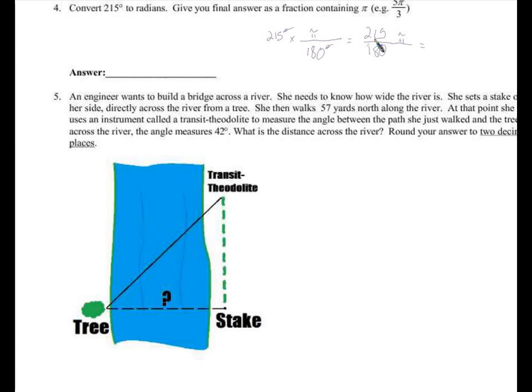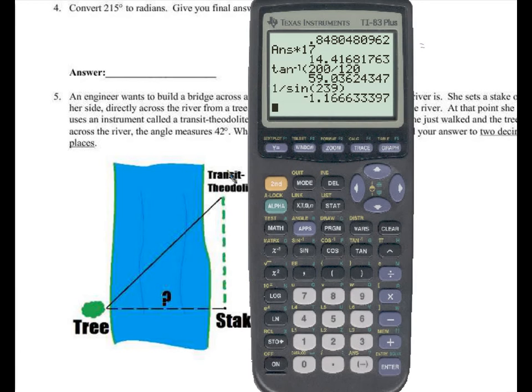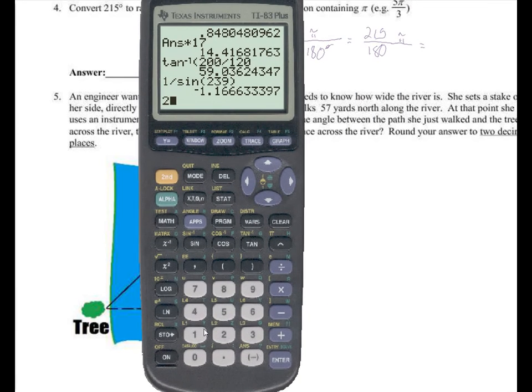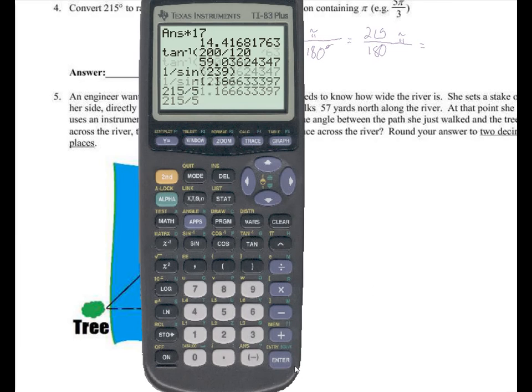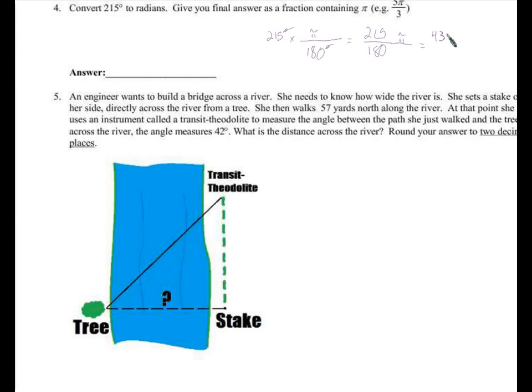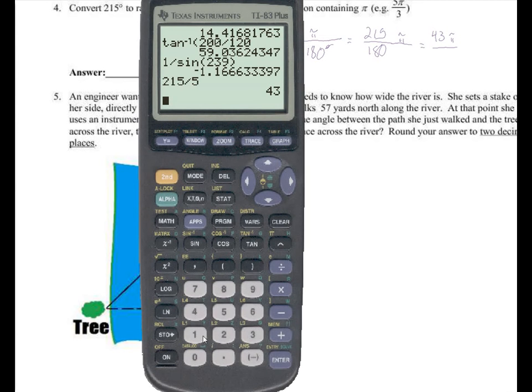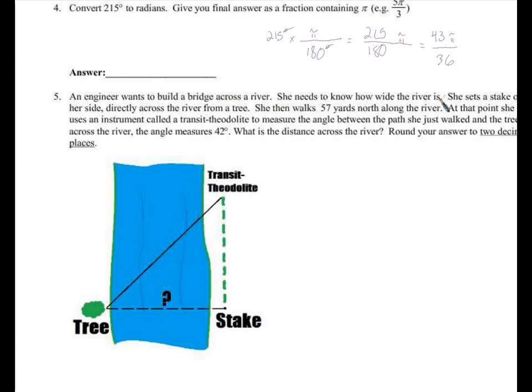What do these have in common? Definitely a 5, so let's take that out. 215 divided by 5 is 43, and 180 divided by 5 is 36. So 43 pi over 36. That's how many radians is equivalent to 215 degrees.